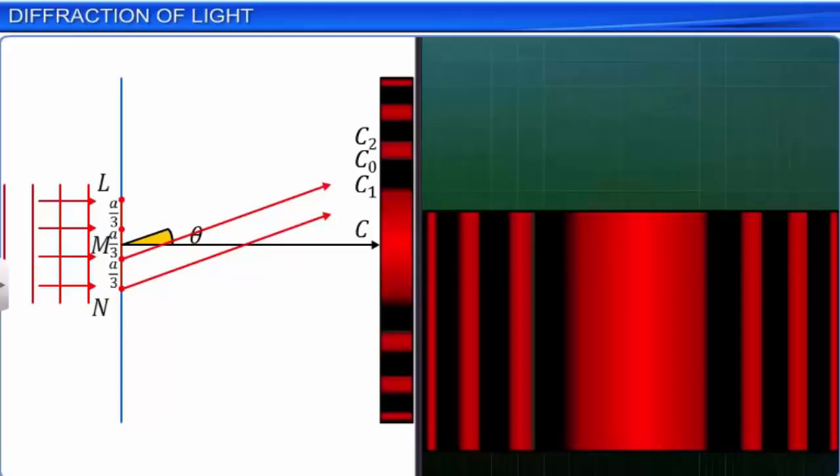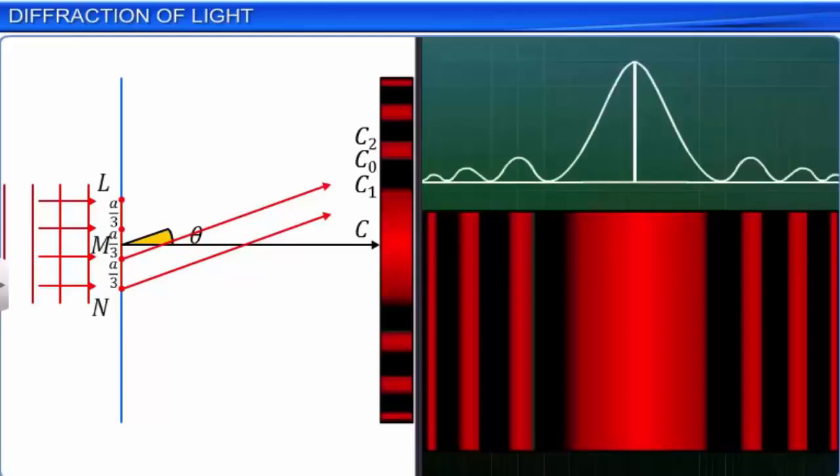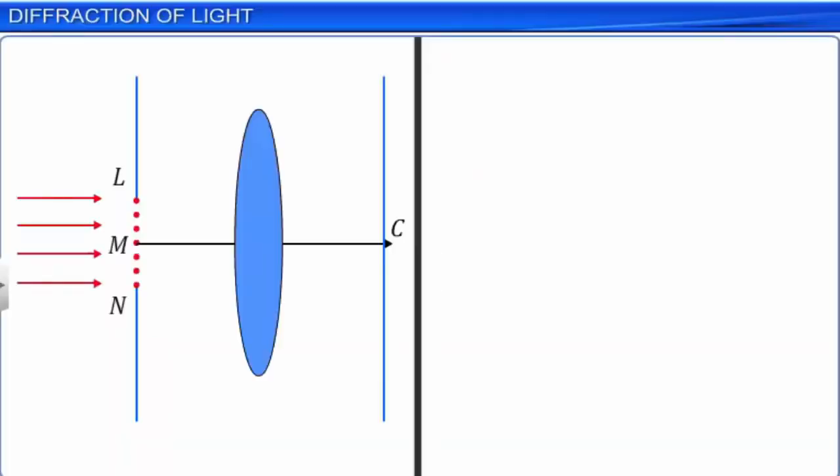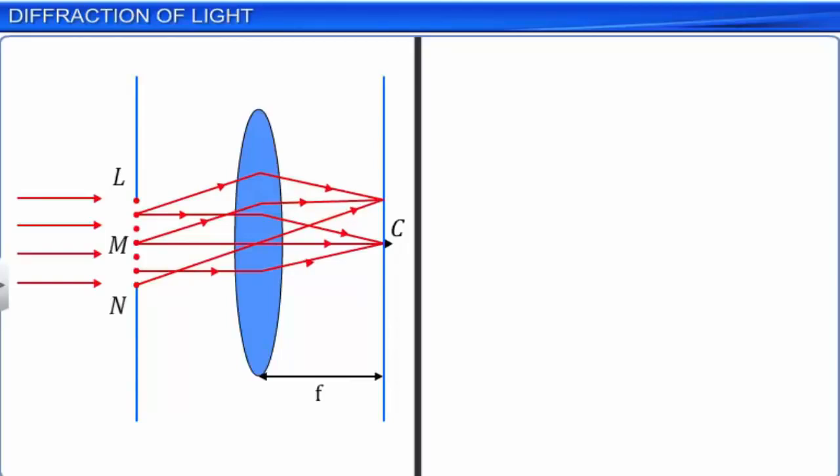So far, we assumed that the source and the screen are placed far away from the slit. In such cases, the intensity of the fringes on the screen is less. If a converging lens is placed after the slit and the screen is placed at the focal point of the lens, then the parallel rays from the slit converge onto the screen to give a bright diffraction pattern. Note that the lens does not create any extra path difference in a parallel beam of light.